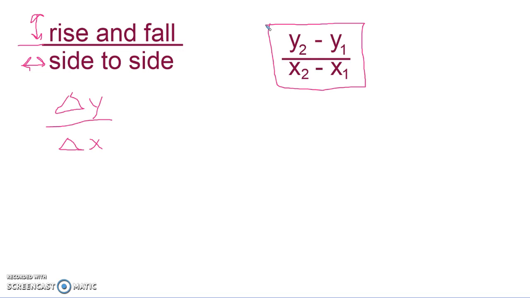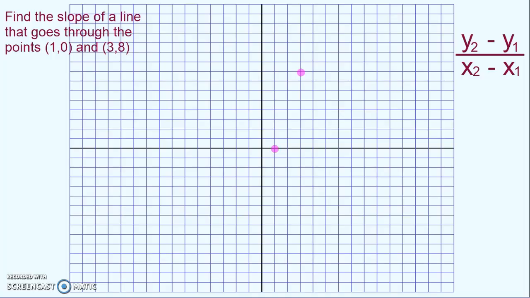And these y's and x's come from a point. So when we write a point, we have x, y. So if we're given 2 points, then we have x1, y1, and x2, y2. And that's where we get these points. So let's see a few examples, and then hopefully that makes more sense.